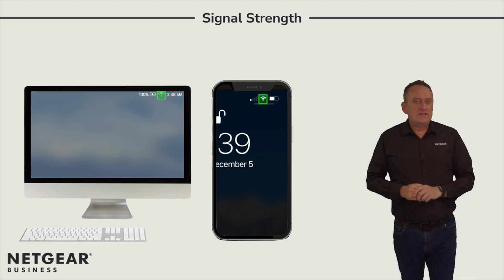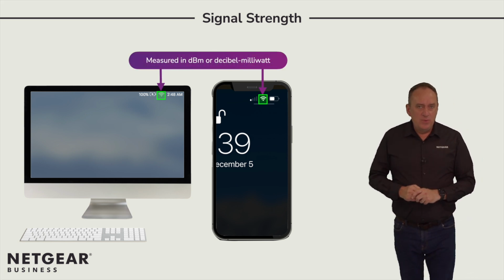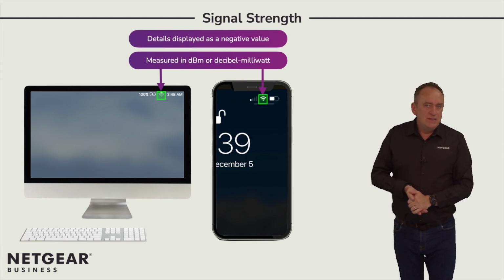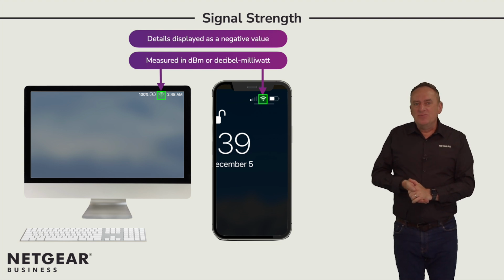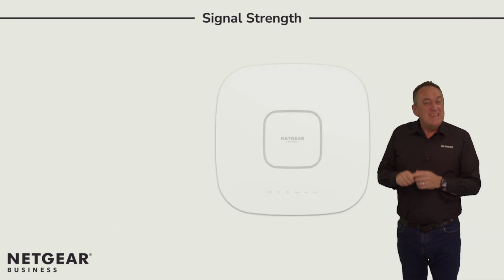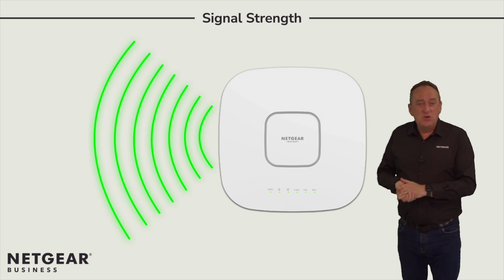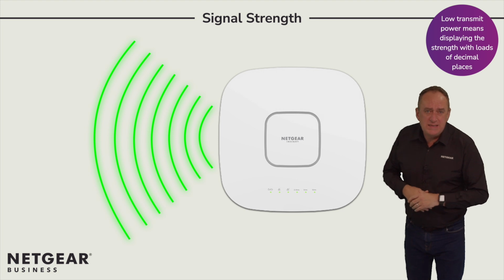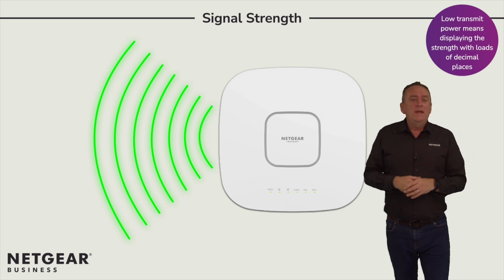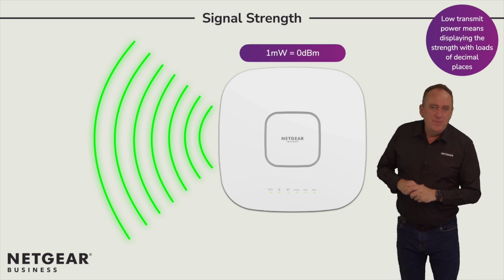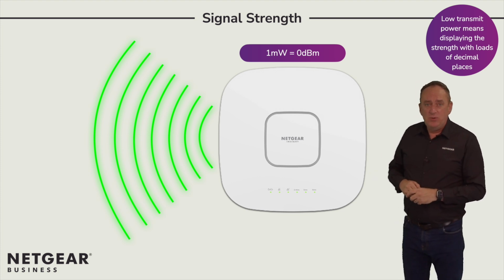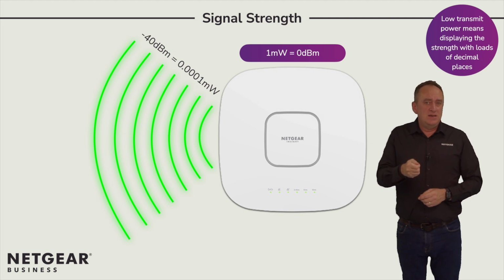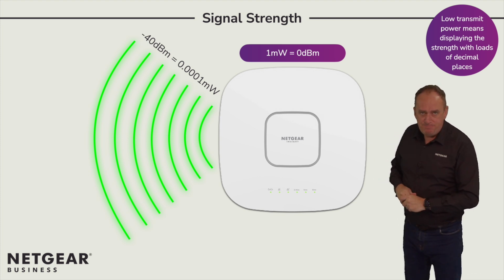Well, Wi-Fi signal strength is measured in dBm, or decibel milliwatt, and it's displayed as a negative value. It's displayed in dBm because really the most accurate way to express Wi-Fi strength is in milliwatts. But because Wi-Fi has really low transmit power, we would end up displaying the strength with loads of decimal places using milliwatts. 1 milliwatt, for example, is 0 dBm. So that means that minus 40 dBm would equal 0.00001 milliwatt. So it's far easier to refer to it using dBm.